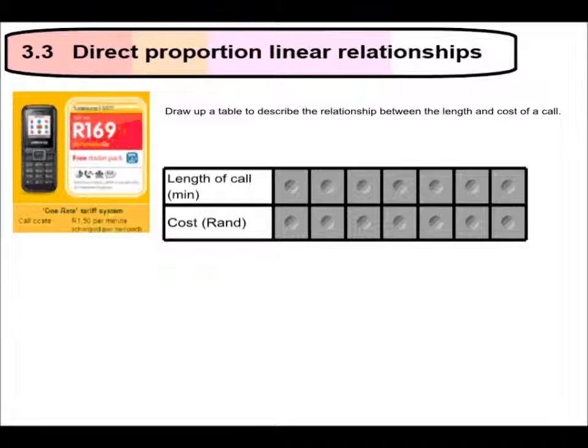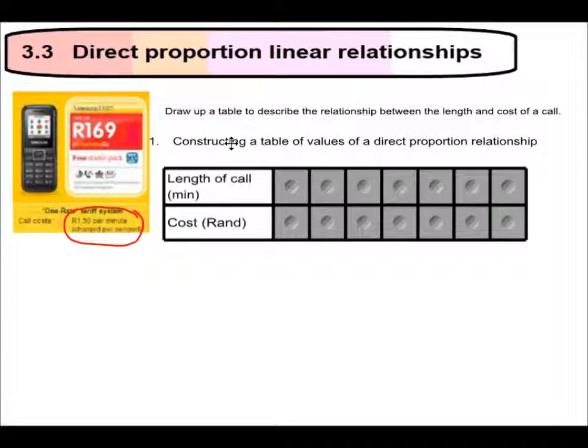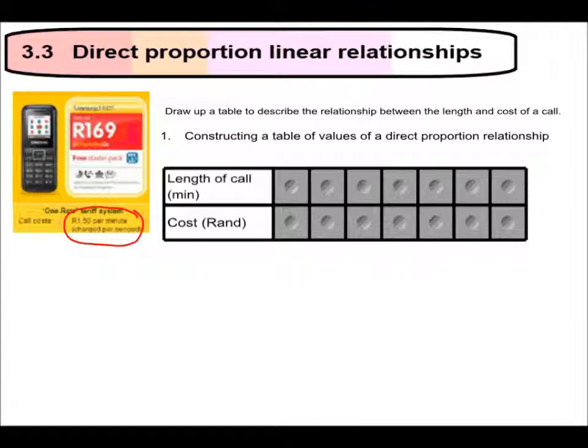Let's have a look at direct proportion linear relationships. So we have this advert for a cell phone, and if you have a look at the bottom in fine print here, it tells us that the cost is 1.50 Rand per minute, but it's charged per second. So the first thing we have to do is draw up a table. So we construct a table of values of a direct relationship.